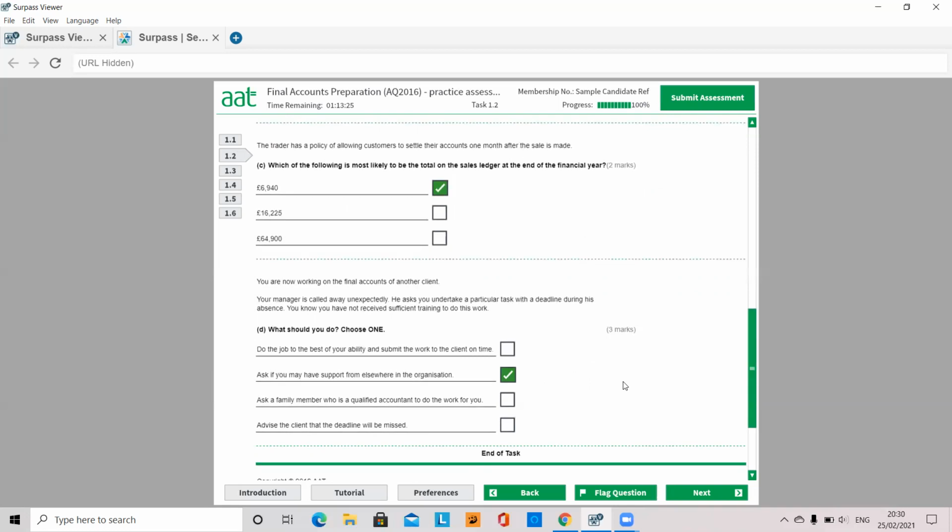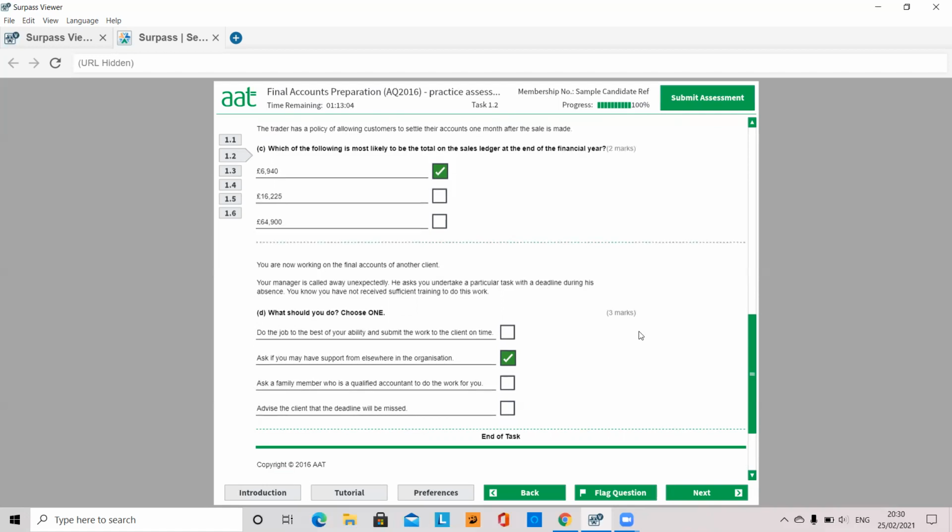The logical one, as you can see, is you go and ask somebody, don't you? So ask somebody for some support in the organisation. Seems a sensible thing to do. I don't think you're going to ask a family member and then advise the client the deadline will be missed. So again, that one, apart from being the most sensible, the others don't really seem to make that much sense. Okay.